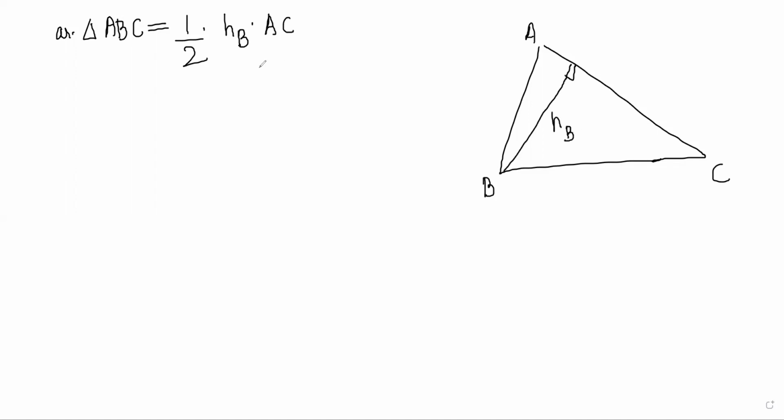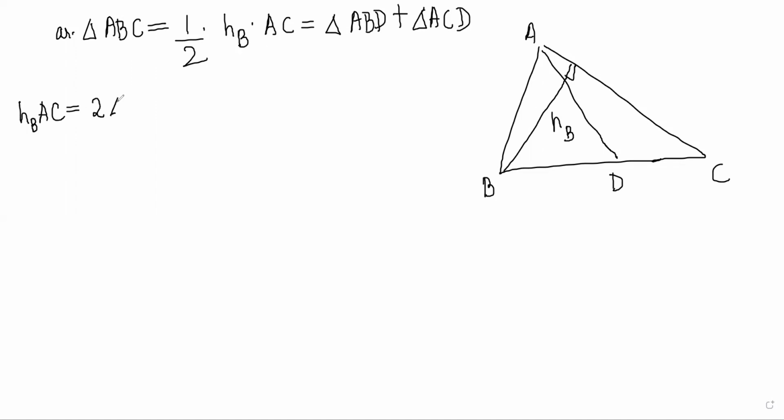This is the area of the triangle, right? So AC here is there and HB is there, and this is also equal to triangle ABD plus triangle ACD, right? So D was somewhere here, and triangle ABD area plus ACD area is also equal to the area of the triangle, right? So we can say HB into AC is twice of triangle ABD area plus twice of triangle ADC area, right? Great. And we already had written area of these triangles in terms of R and all.